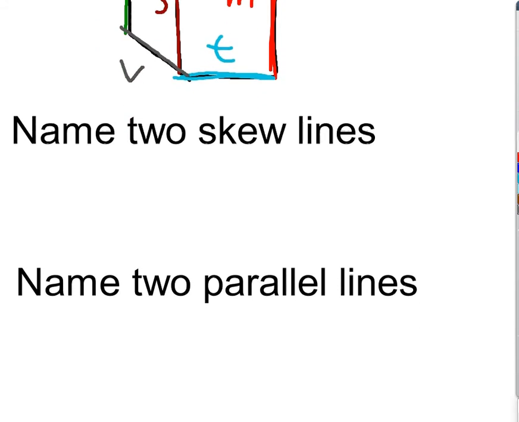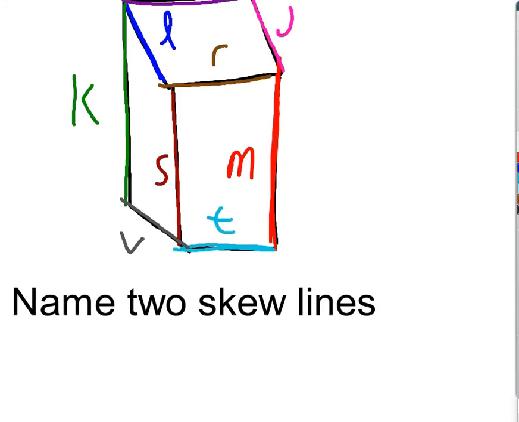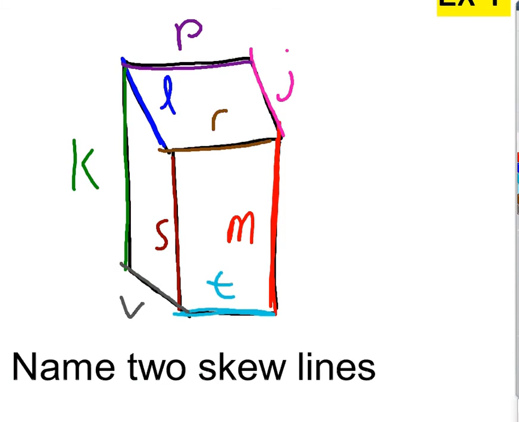So let's name two other skew lines. Looking at this diagram, you want to share, Vance? R and P, well, they're parallel though. If you look at R and P, if you imagine that to being the roof, they would be parallel. So to be skew, they can't be parallel and they can't touch. T and K, yes, that will work.